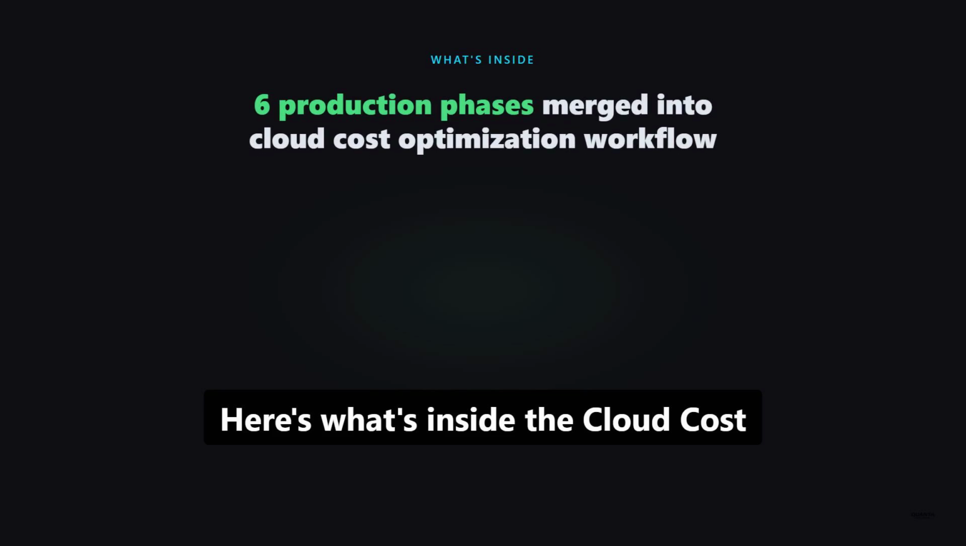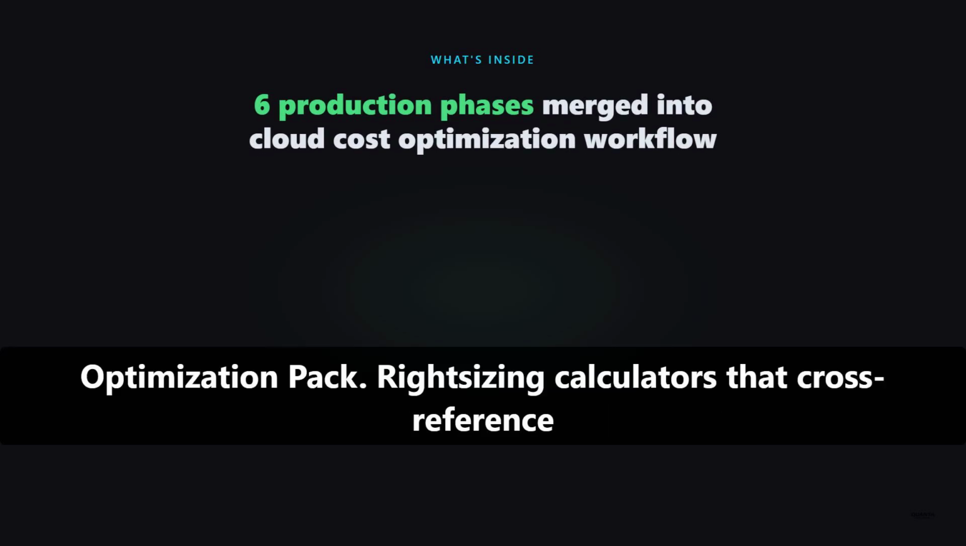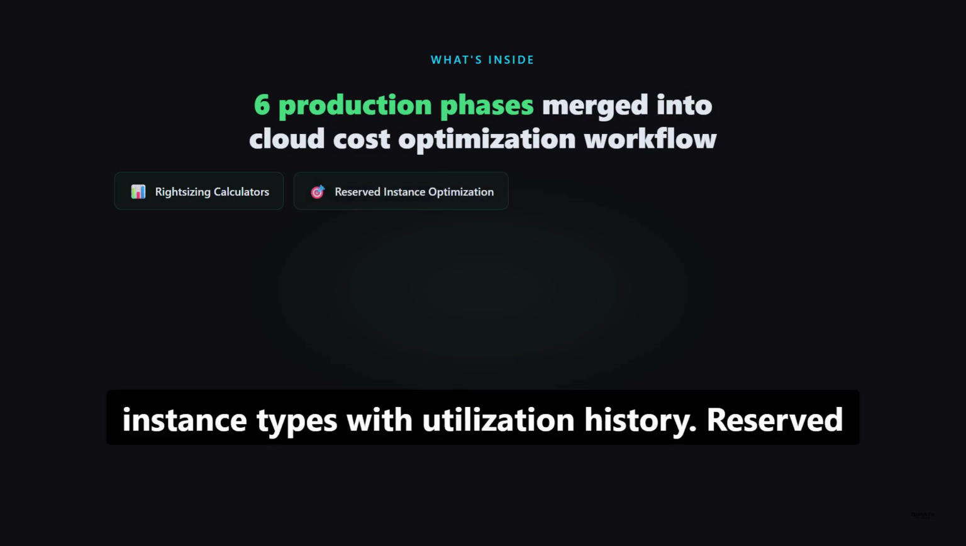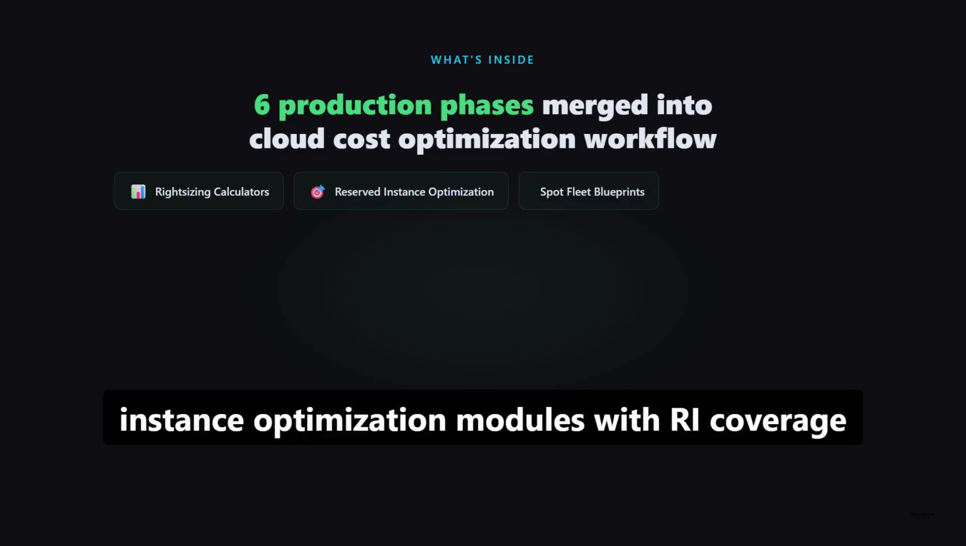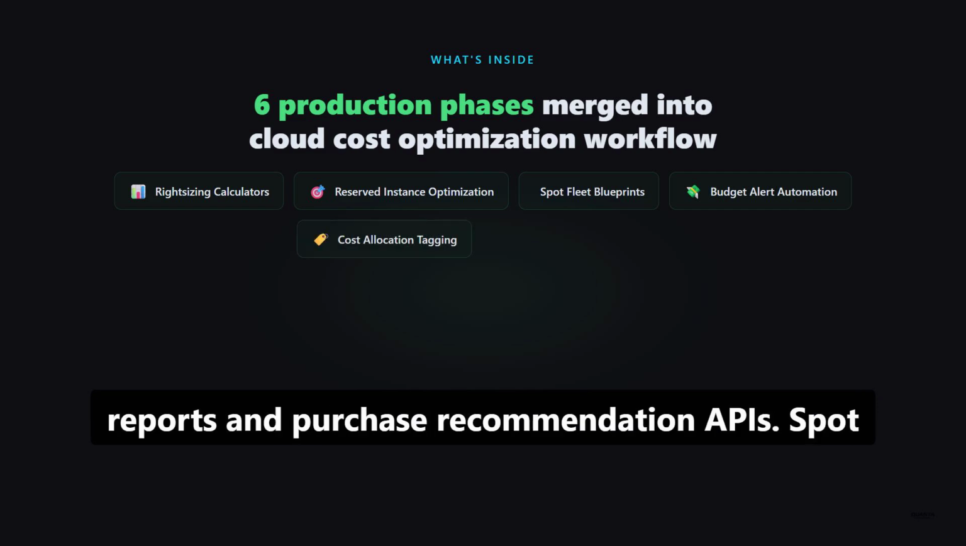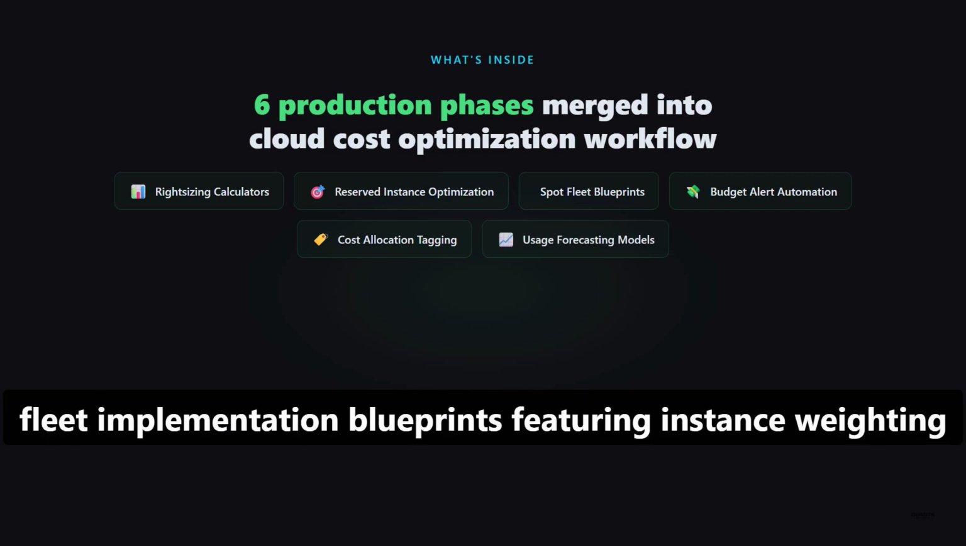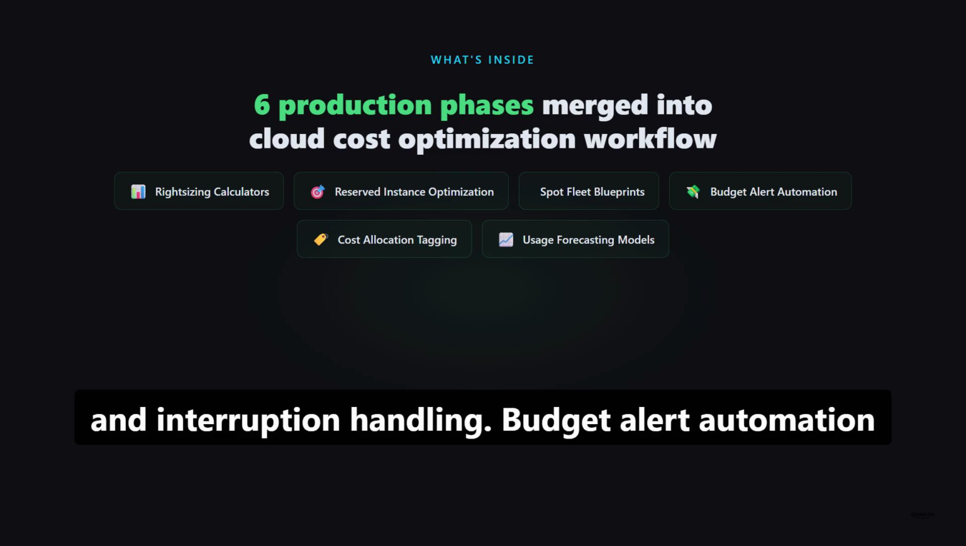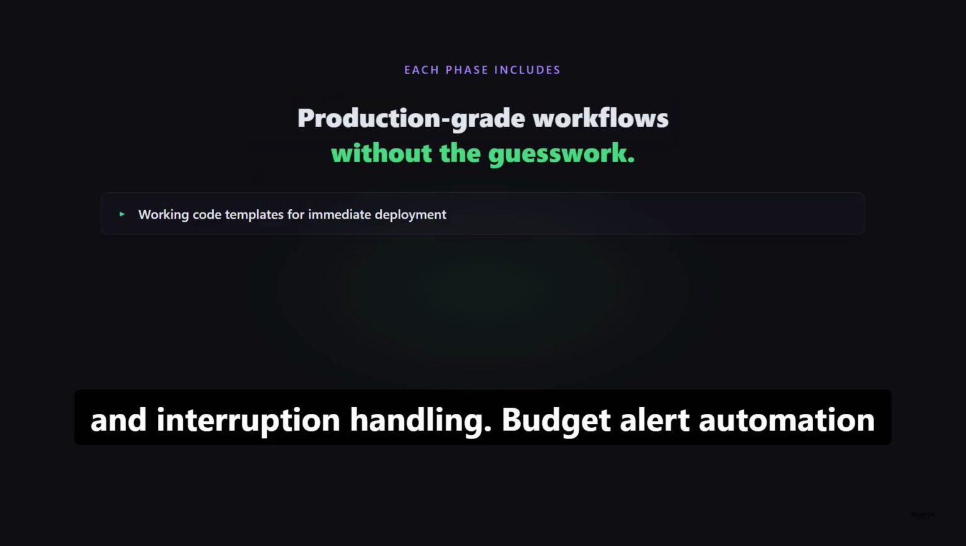Here's what's inside the Cloud Cost Optimization Pack. Right-sizing calculators that cross-reference instance types with utilization history. Reserved instance optimization modules with RI coverage reports and purchase recommendation APIs. Spot fleet implementation blueprints featuring instance weighting and interruption handling.